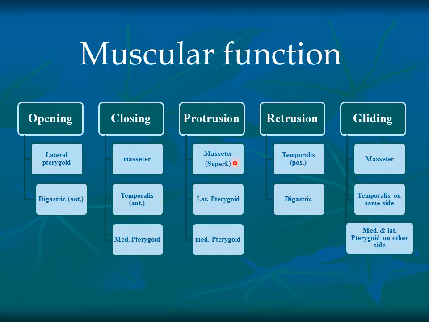We have the masseter muscle, the superficial part of the masseter muscle, lateral pterygoid and the medial pterygoid muscle. For the retrusion movement we have the temporalis muscle, the posterior band of the temporalis muscle, and the digastric muscle. For the gliding group we have the masseter, temporalis on the same side and medial and lateral pterygoid on the other side.